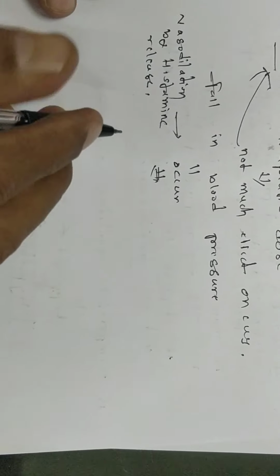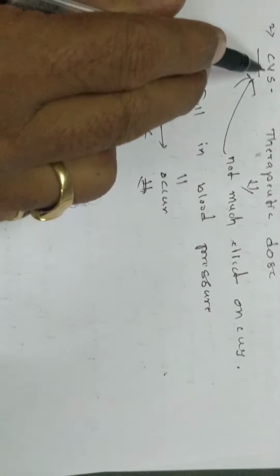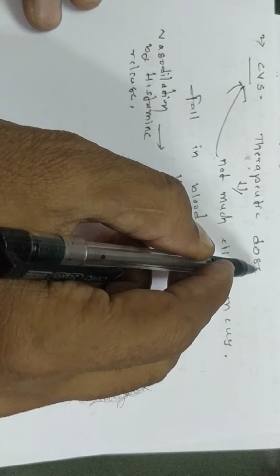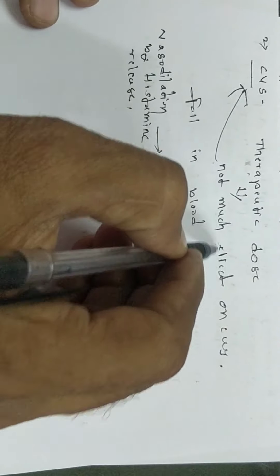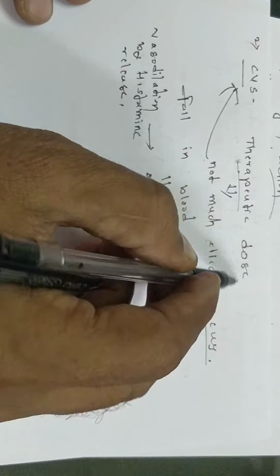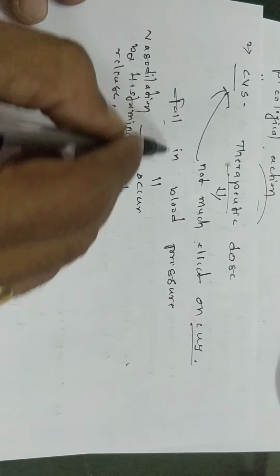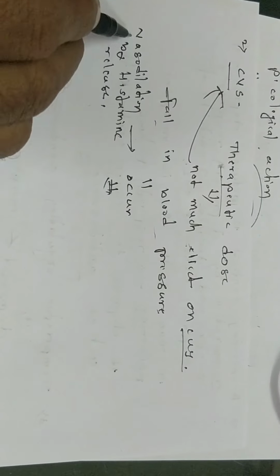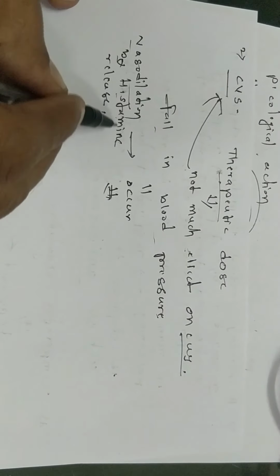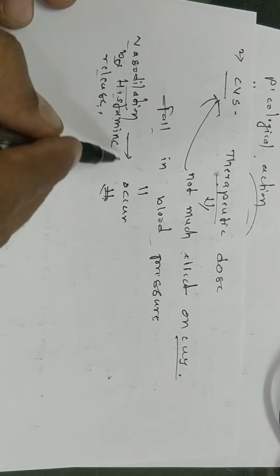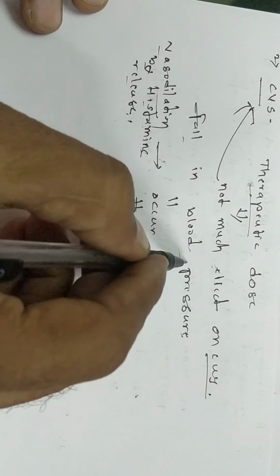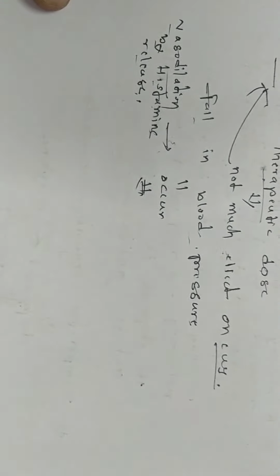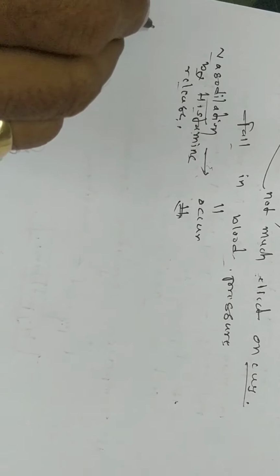Okay, now see the action of morphine on CVS. The therapeutic dose does not have much effect on CVS. Nothing is happening, but the fall in blood pressure occurs due to why? The vasodilation effect by releasing histamine, and it causes the fall in blood pressure after taking morphine. Okay.